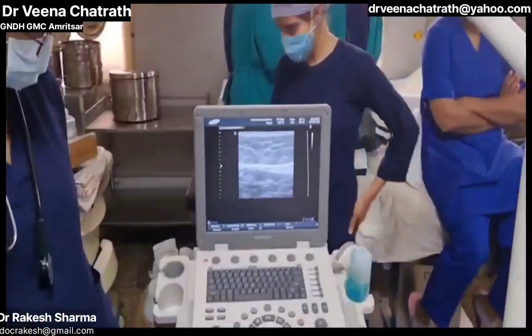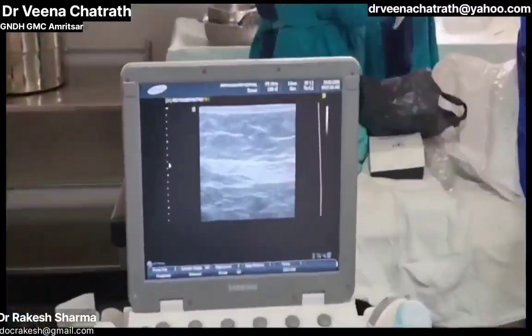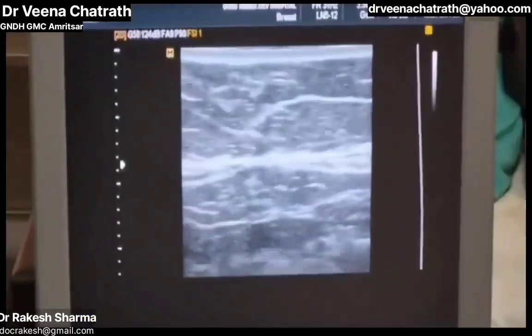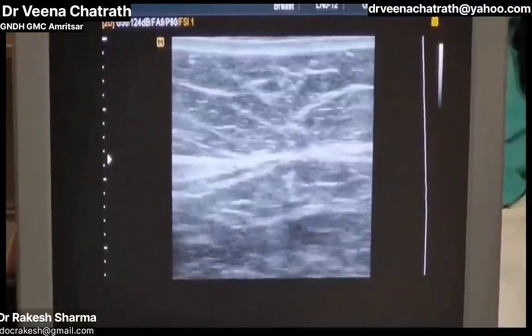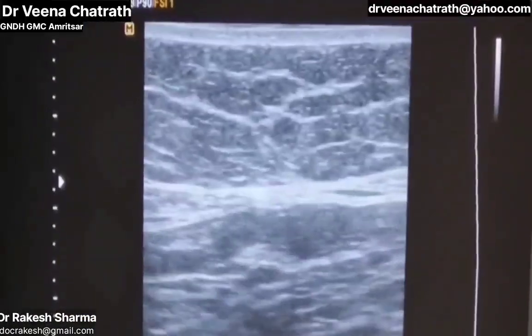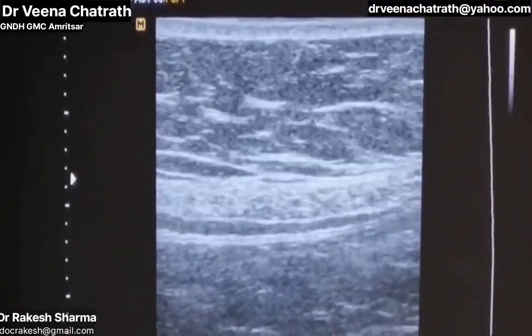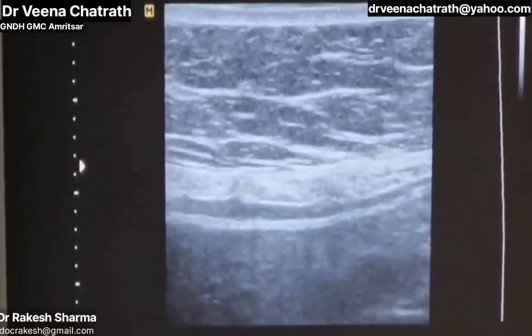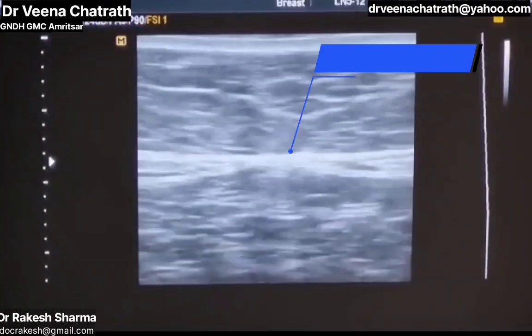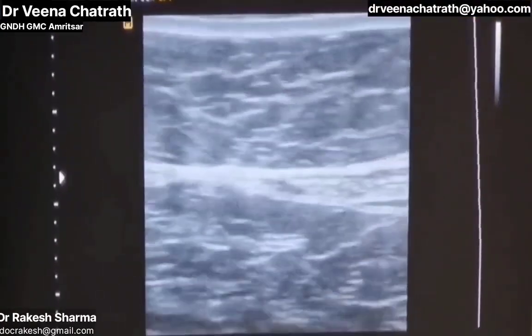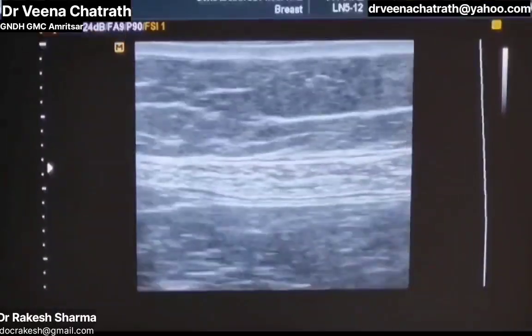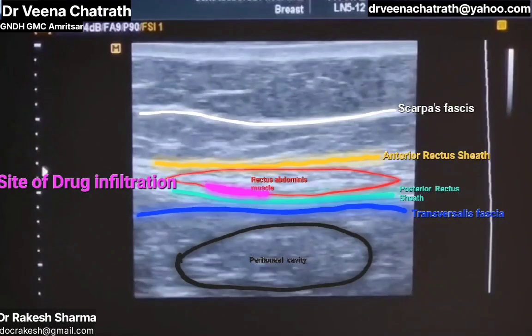Scanning is done to identify the linea semilunaris. Now scanning is being done to identify the right-sided rectus abdominis muscle and the posterior rectus sheath.